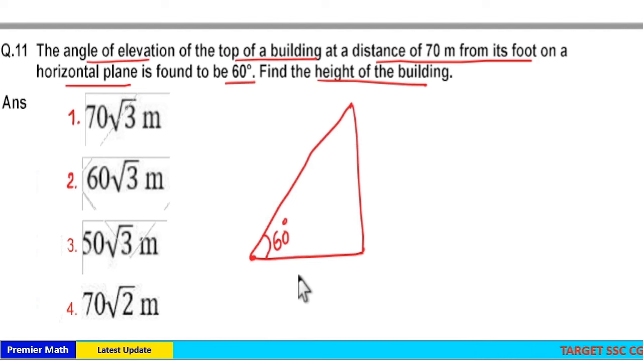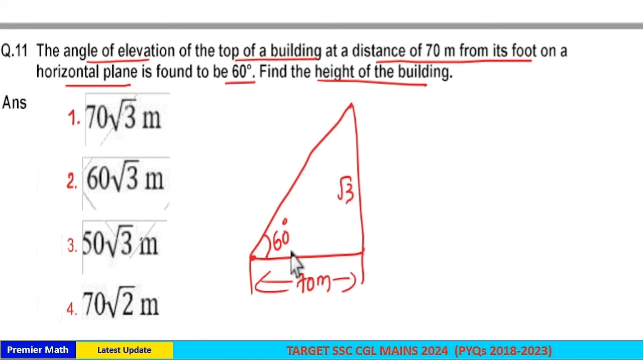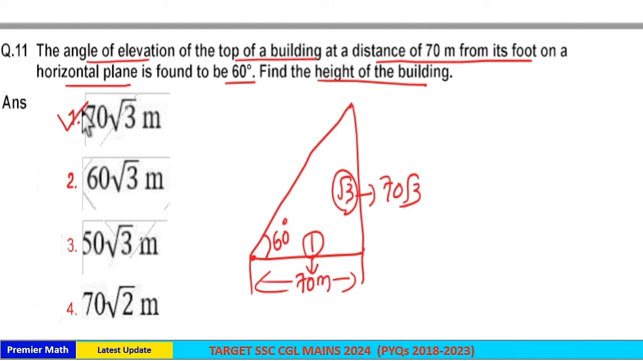This horizontal distance is 70 meter. Now tan 60 is equal to root 3. Root 3 means root 3 by 1. So opposite side and adjacent side are in the ratio root 3 is to 1. Now one part is 70 meter, which means root 3 part is equal to 70 root 3. Option 1 is your answer.